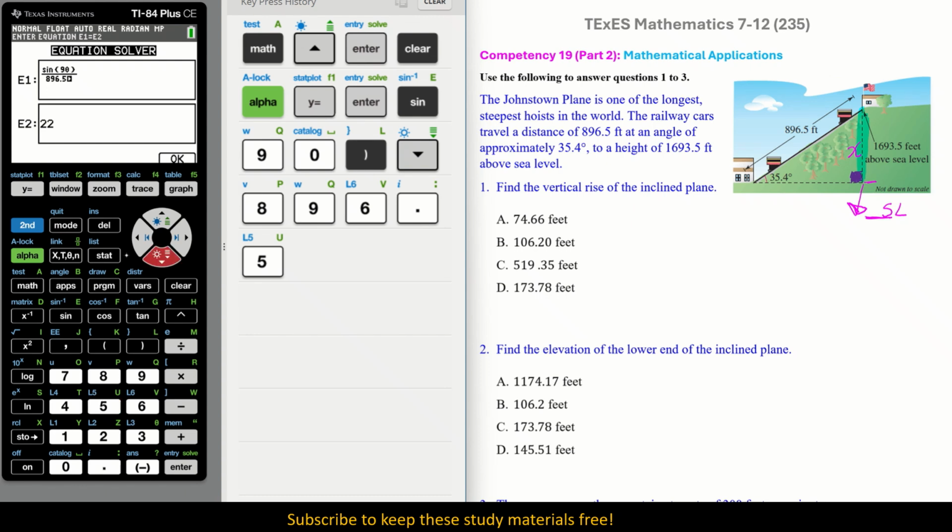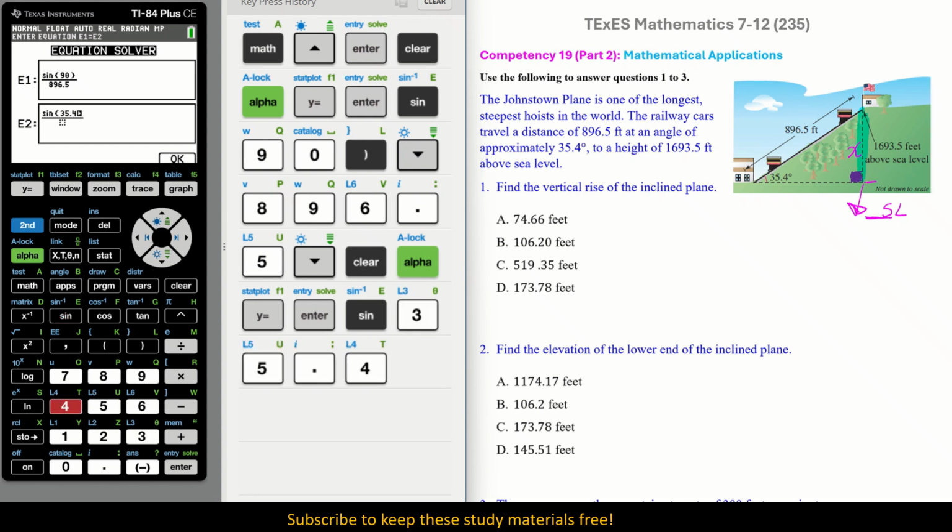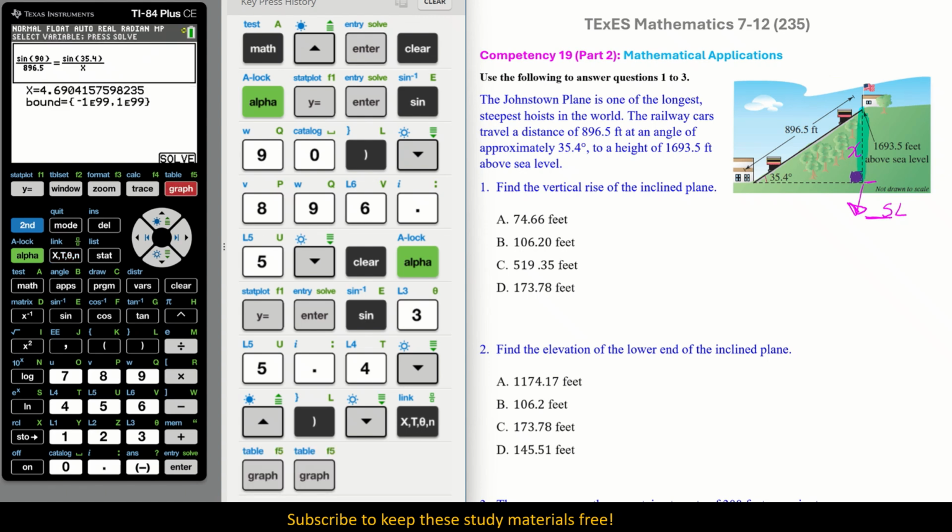So arrow down, clear out what would be the other side of our equation. Now, alpha y equals, enter. Sine again, and this time we're going to use the other degree measure, which is 35.4. And now, I like to close my parentheses. Sorry, just a weird thing about me. Now that's my x. That's my I-don't-know distance. Now, let's push OK a couple of times and see what we get. Graph, graph.